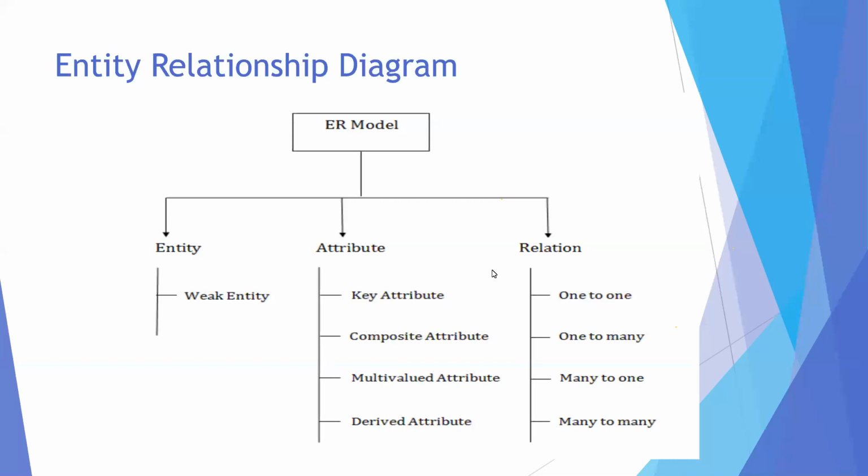It is a double line. A double rectangle border. Yes, a double rectangle. Thank you very much. What about a key attribute? How do we represent it? We underline it.